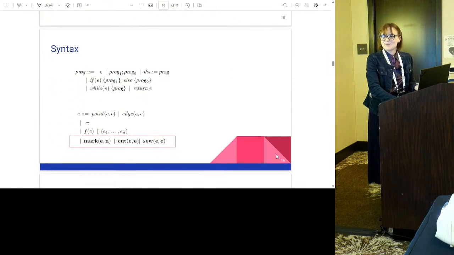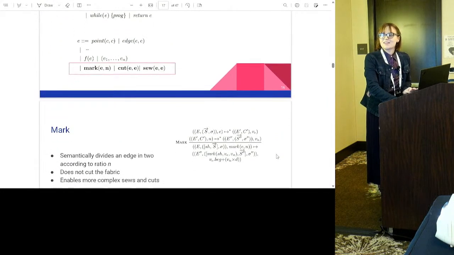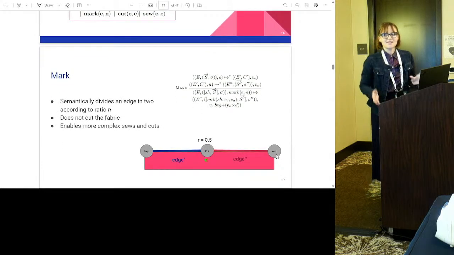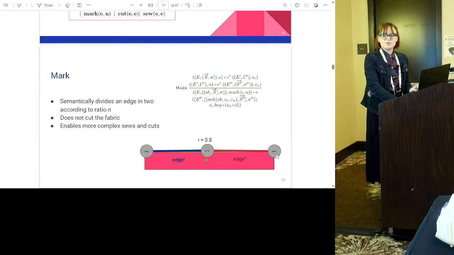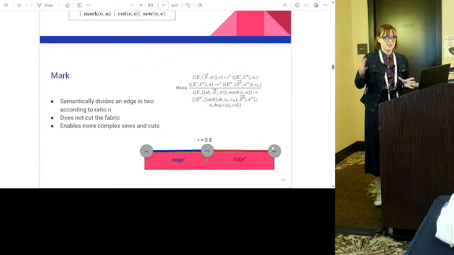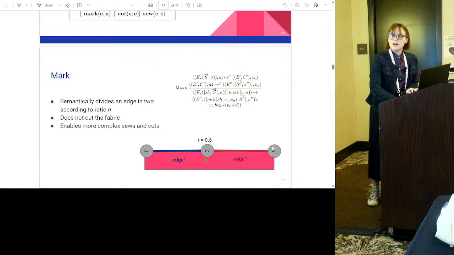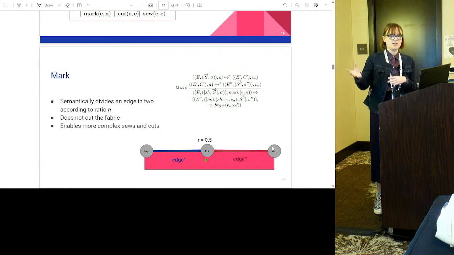So as I mentioned before, we're going to be focusing mainly on the semantics of those 3 operations. So marking. Marking is our equivalent of measuring, and it's how you might want to specify that, oh, I'm going to do this, but I'm only going to do it part way along my shape. What it does is that it divides one of the edges that make up your simple shape into 2 edges at some ratio n. And this is one of the places where those more geometric things come up. It does not actually cut the fabric in any way. It just produces this extra edge that you can then use to perform a more complicated cut or sew that you wouldn't have been able to do using the existing edges of the original shape.